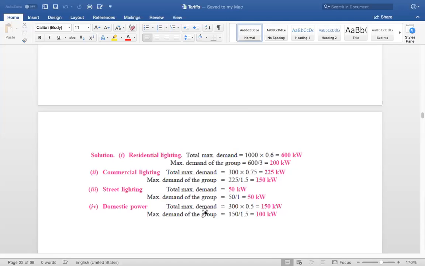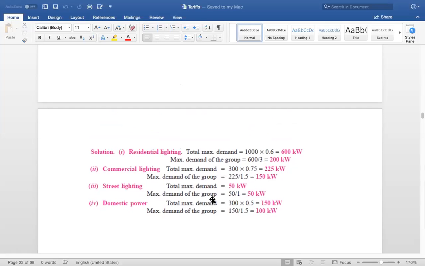For domestic power, we have 300 times 0.5, 150 kilowatt. Maximum demand of the group is 150 divided by 1.5. That gives us 100 kilowatt.